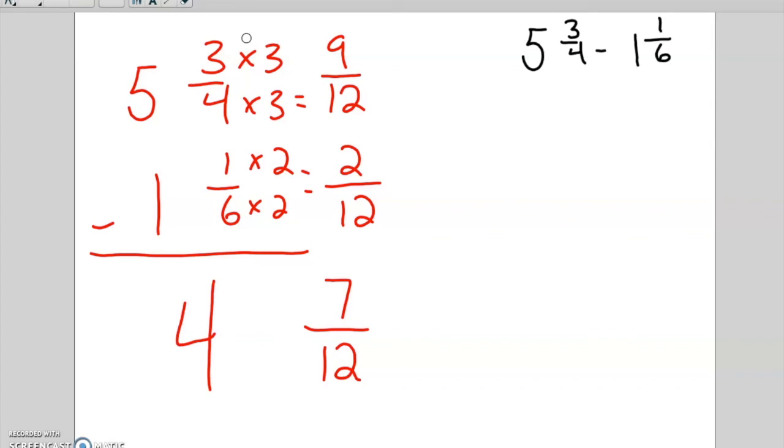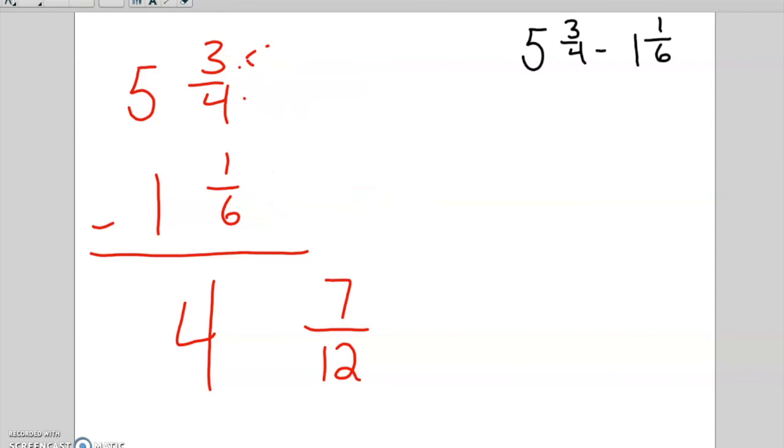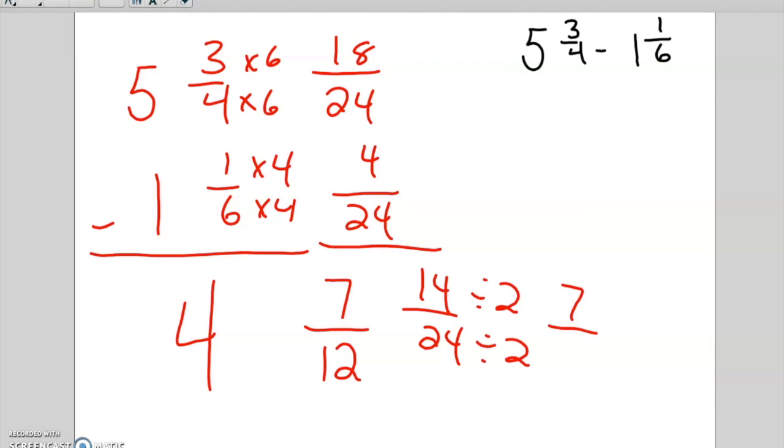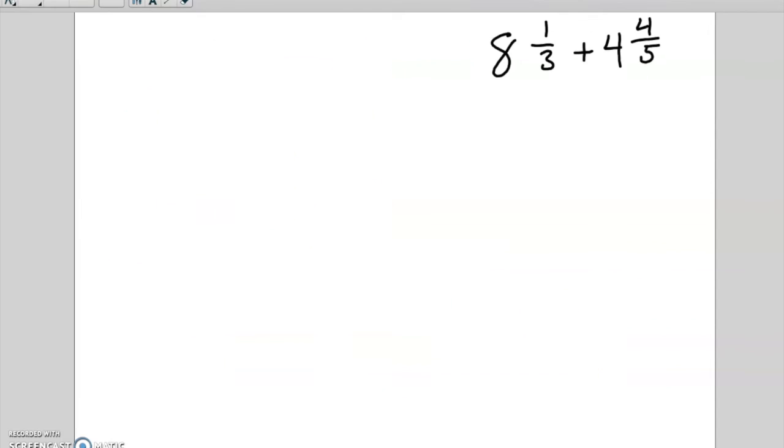So what if you did do 24ths here? Would you get the same answer? Now let's see. Times 6 is 24. Times 6 is 18. Times 4, times 4. 4 24ths. 18 minus 4 is 14. 24ths. And then, of course, that's not simplified. And look, you do get the same answer. Just you have to do an extra step there. Okay? That's why it's best to find the least common denominator, which was 12. Save you a step. Okay?